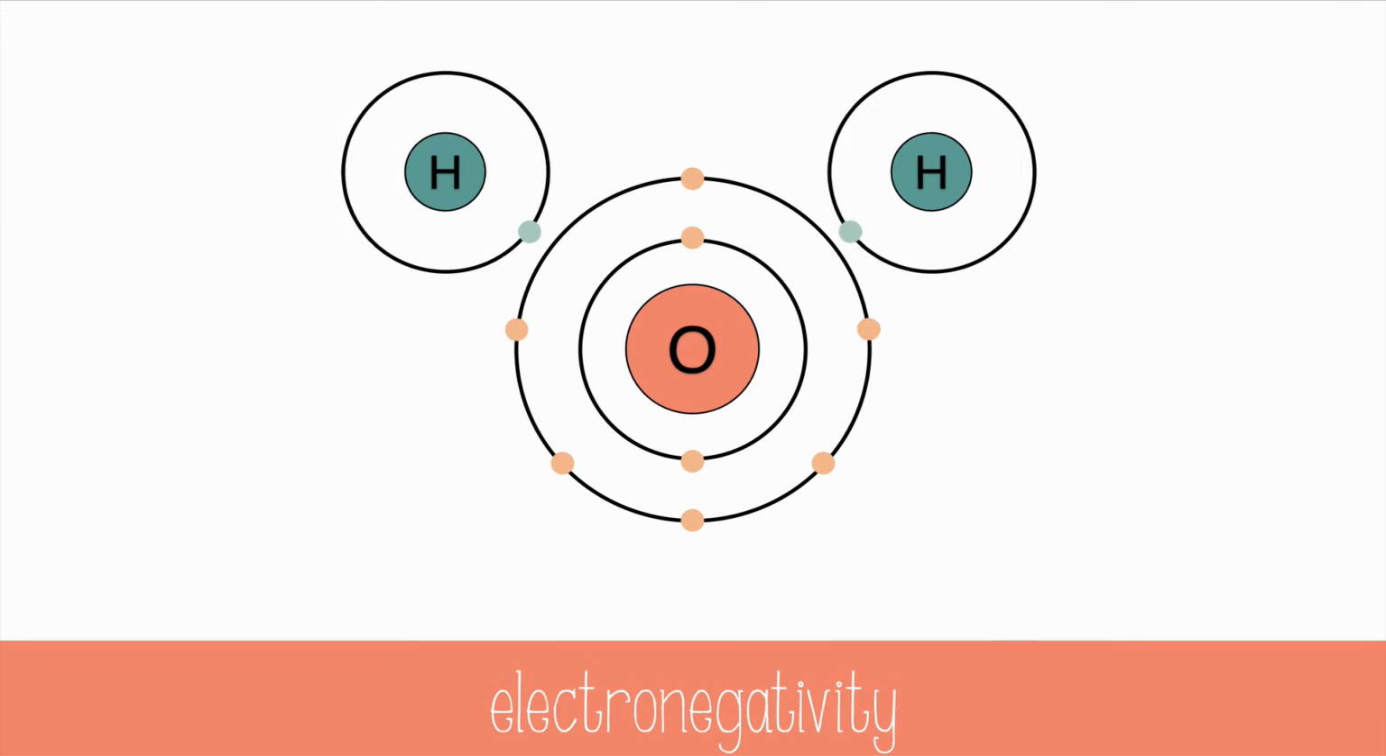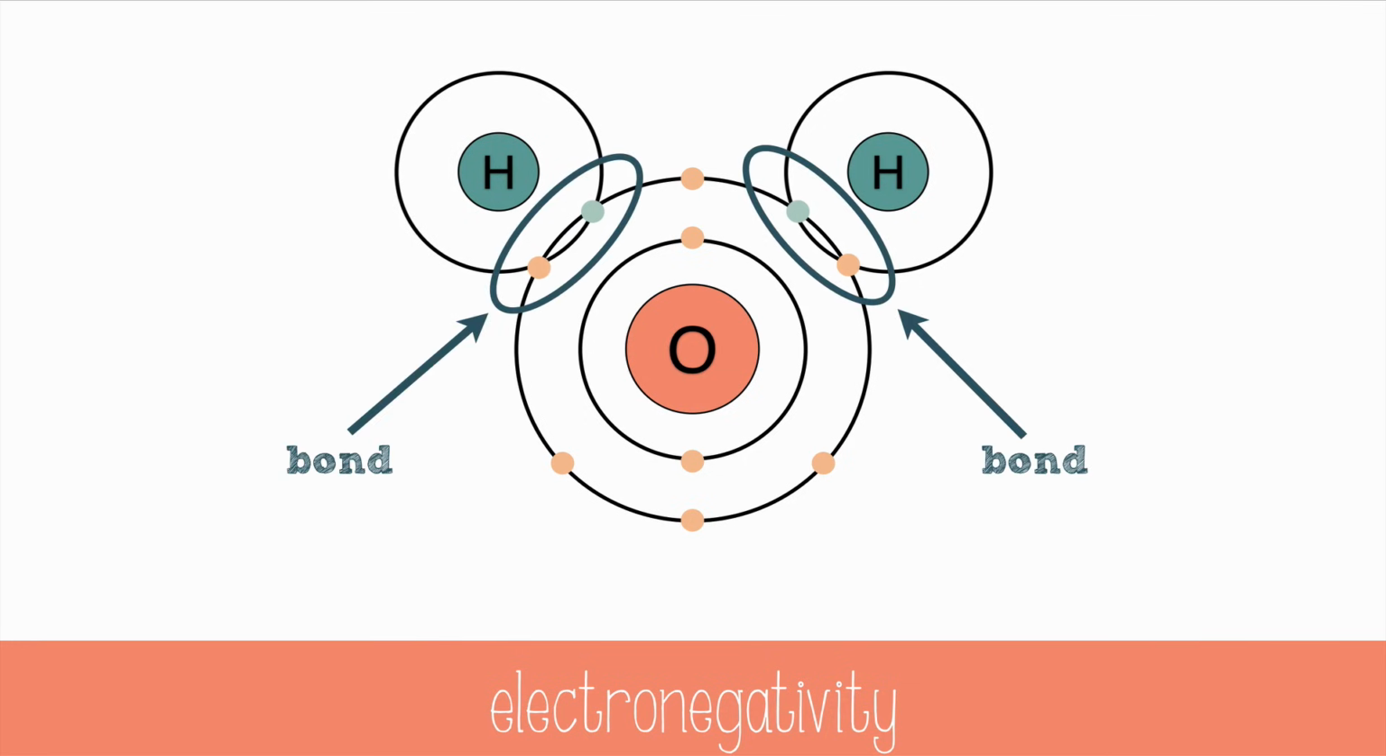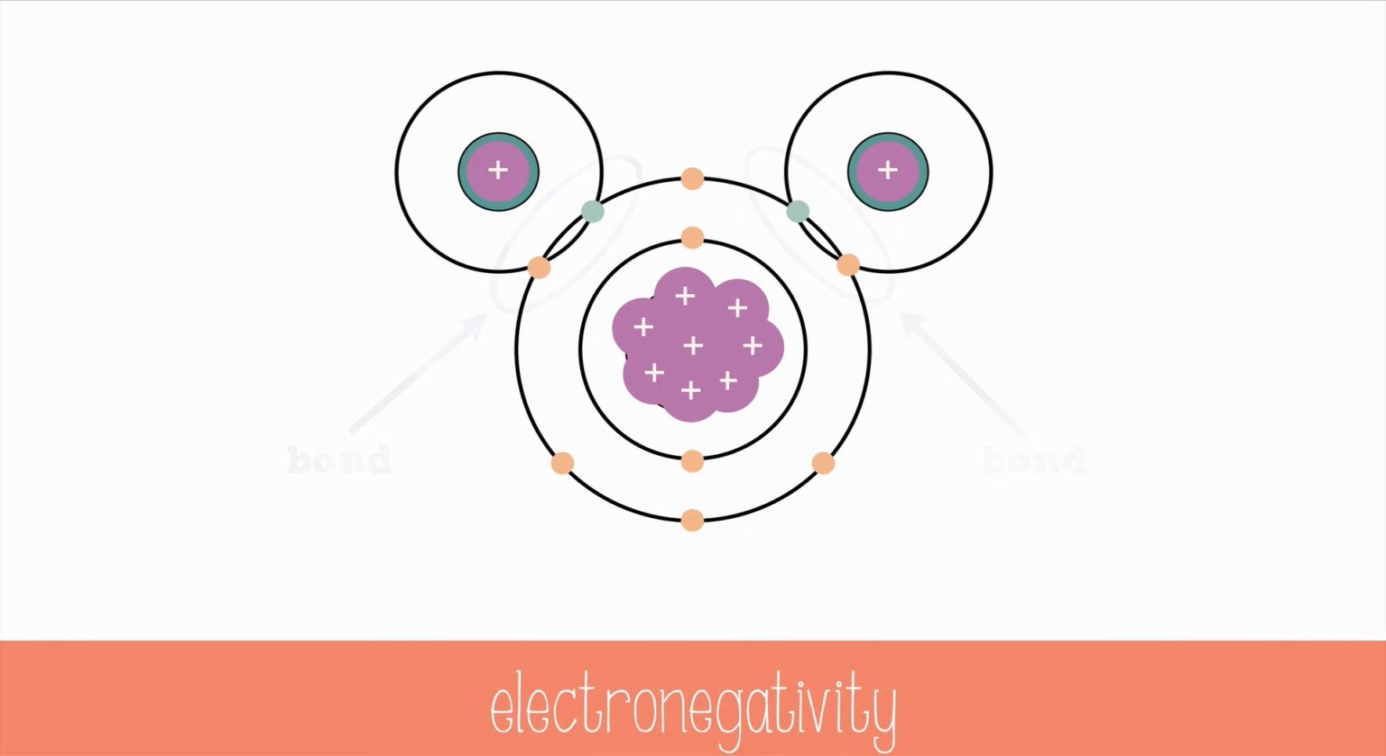hydrogen atoms that bond with an oxygen atom. These atoms are sharing electrons, which makes this a covalent bond. But here's the thing. Oxygen has 8 protons in the nucleus, and each hydrogen only has 1 pathetic proton in their nuclei. The ability for oxygen to attract the electrons is stronger than hydrogen's ability.